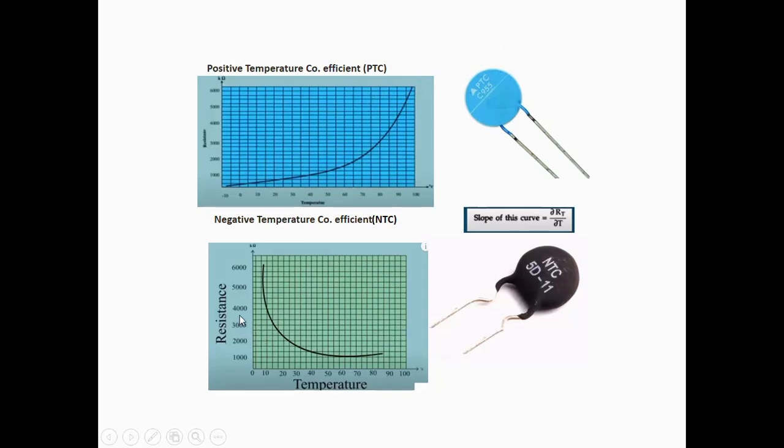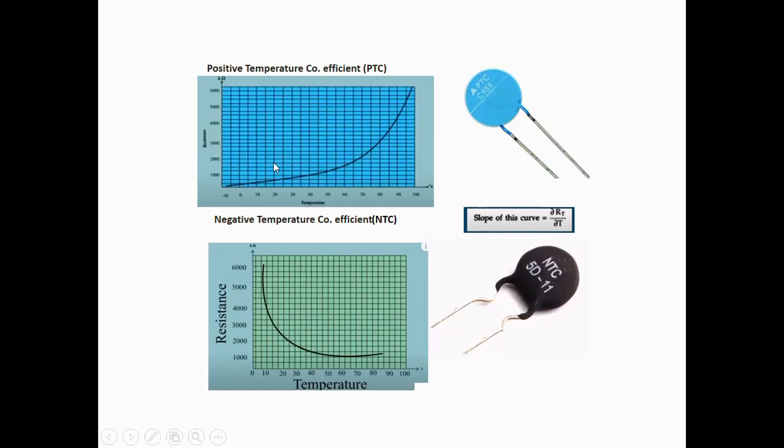The NTC, as the name suggests, is a negative temperature coefficient thermistor. They are ceramic semiconductors that have a high negative temperature coefficient of resistance. The resistance of an NTC will decrease with an increase in temperature in a non-linear manner. See, as on the screen, when temperature increases, the resistance decreases.